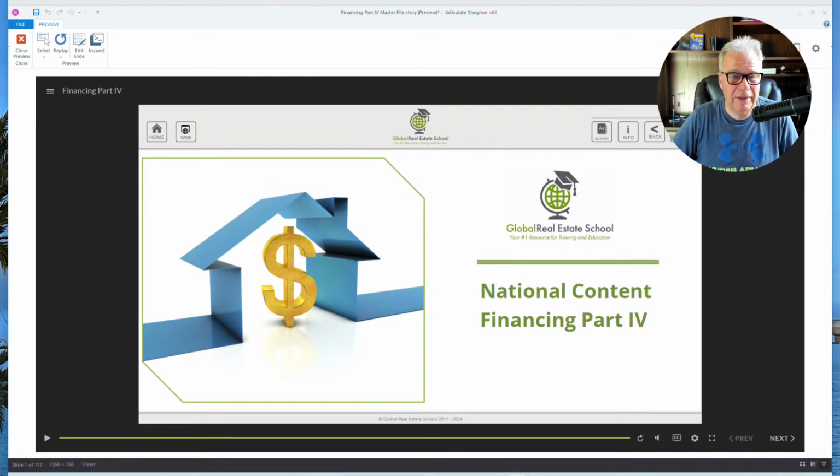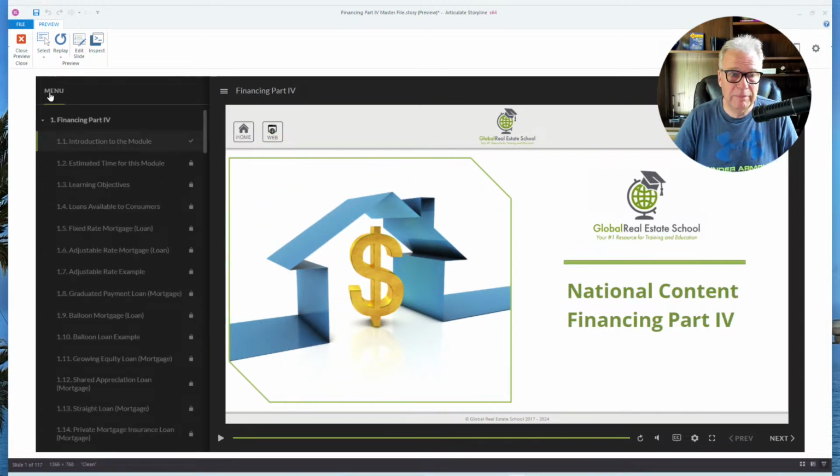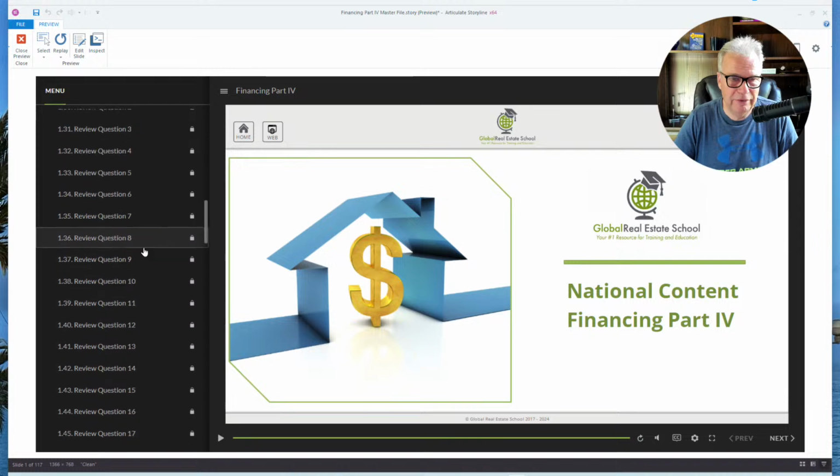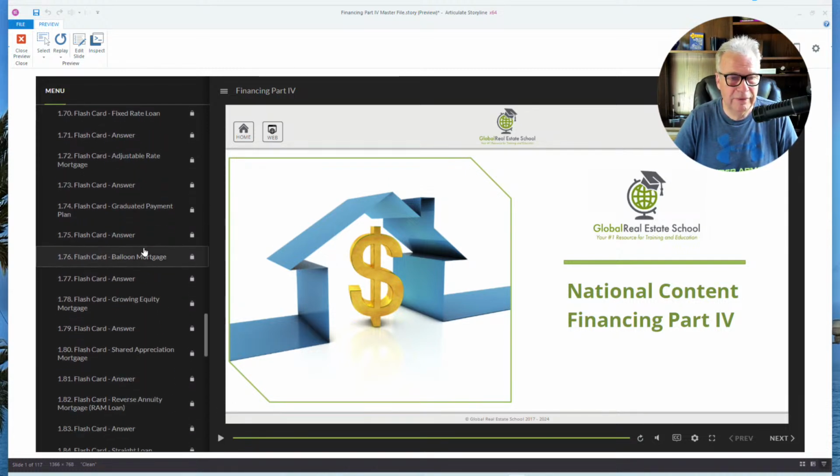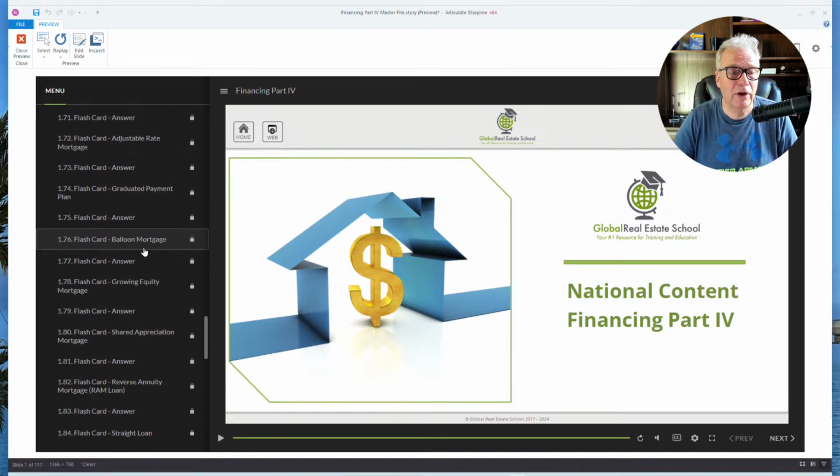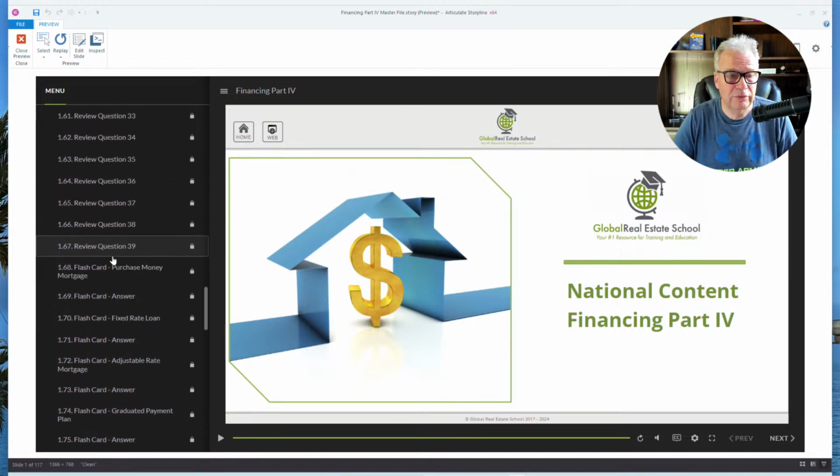So I'm actually logged into the student portal. This is part 4 of financing. And actually, I'm going to jump over here into Articulate Storyline, the course creator. I'm going to jump all the way down to the flashcards, because in all of my modules or courses, at the end, I have some flashcards.